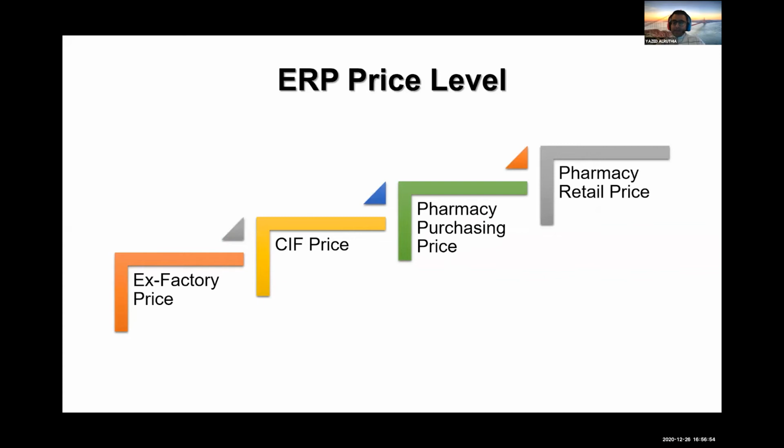ERB price levels: some countries use the ex-factory price, which is a price that is labeled by the manufacturer at the factory level. The CIF price includes the freight and the insurance. Then they can use the pharmacy purchasing price, which is a wholesale price, or they can use the pharmacy retail price. So, for example, in Saudi Arabia, they use ex-factory and CIF price, and the different Middle Eastern countries also use ex-factory and CIF price, at a different, I would say, rate.